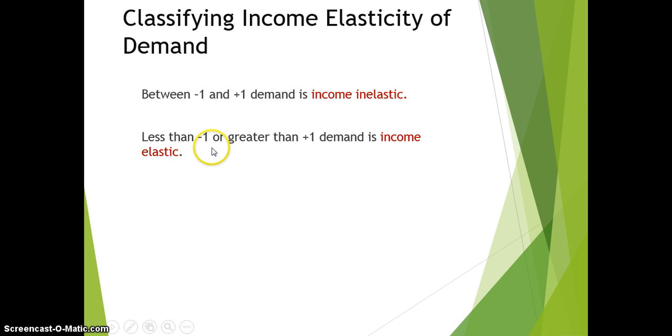If the answer for YED is less than -1, so -2, -3, -4, -5, -6, or more than +1, so 2, 3, 4, 5, 6, we call that income elastic. But again, to reiterate the important point, it does matter if it's a minus or a plus. That's very important. That will mean two totally different types of income elasticity. So let's have a look at what that means.